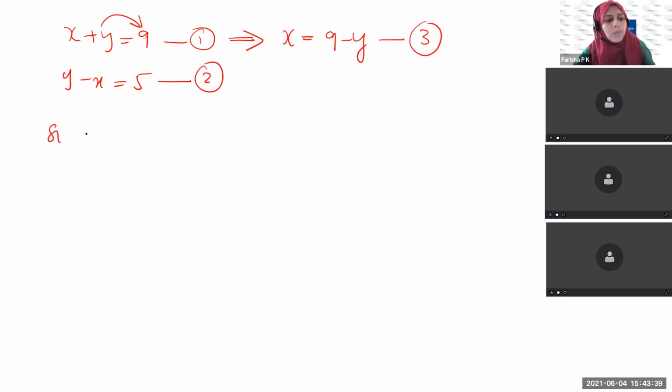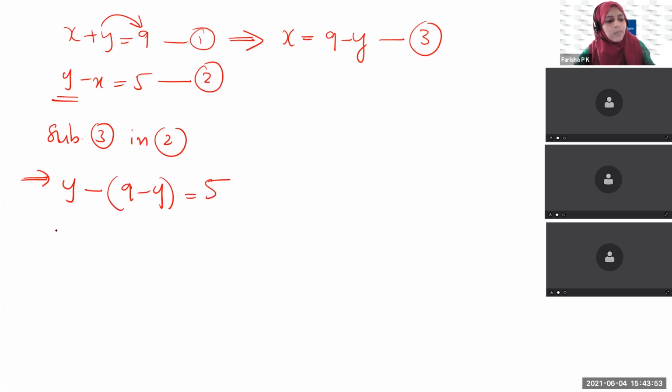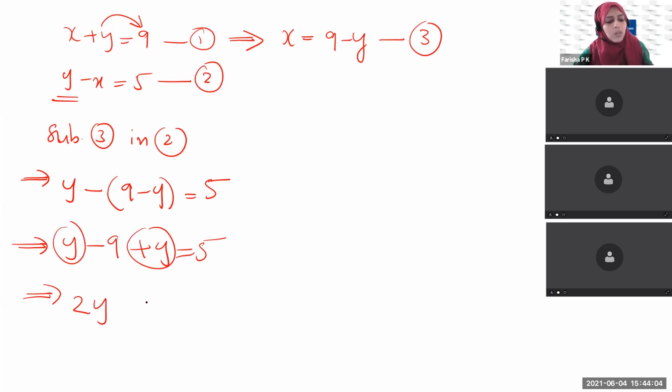Now what I have to do is substitute equation 3 in 2 to get the answer for y. So here, y minus, in the place of x, it is 9 minus y, that is equal to 5. When I open the bracket, I'll get minus into 9, it is minus 9, minus minus plus y, that is equal to 5. Now I add the like terms, that is y plus y will give you 2y, that is equal to 5 minus 9. When it comes to the right side, that will be plus 9. So here you get the answer as 14.